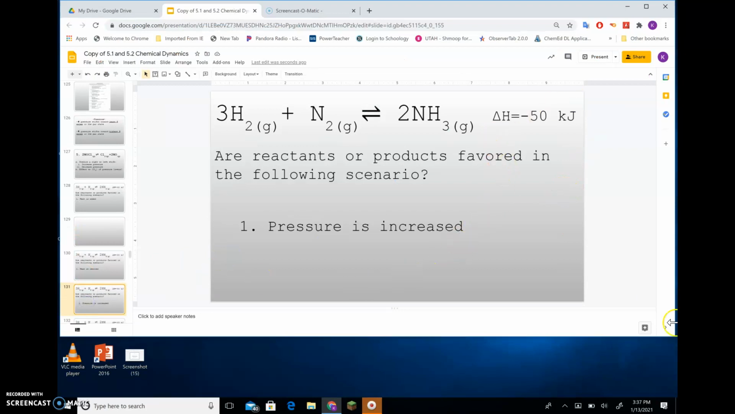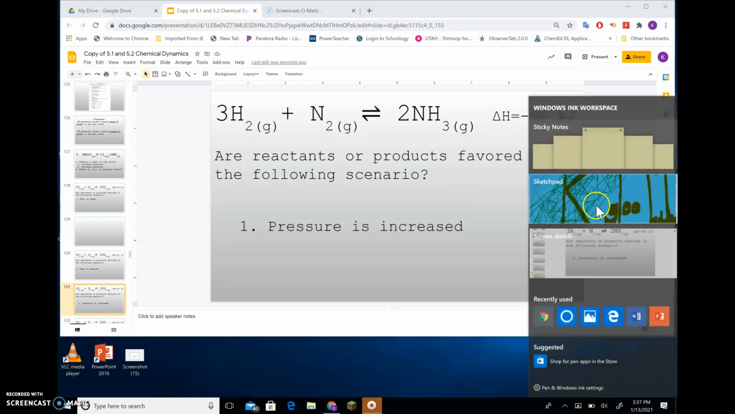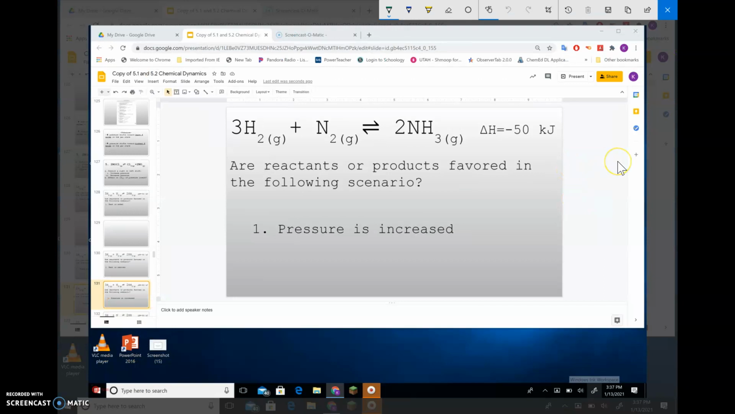Next one, pressure is increased. Okay, whenever we see pressure, we have to look at the number of moles of gas. So right here, notice we've got gas, gas, gas. So let's add up how many moles we have. On this reactant side, we have 3 plus 1, so we have a total of 4. On this side, we have a total of 2. Okay, so now it says pressure is increased. If pressure is increased, it goes to the side with the least number of moles. So that means it's going to go towards the product. So that means right.